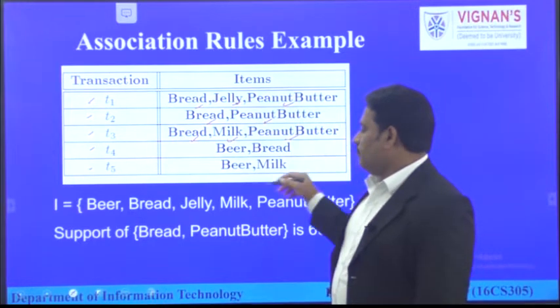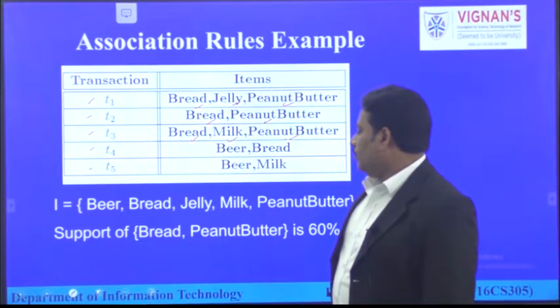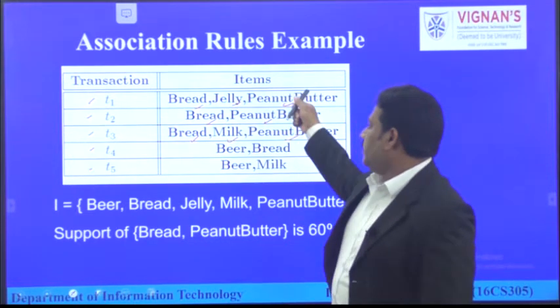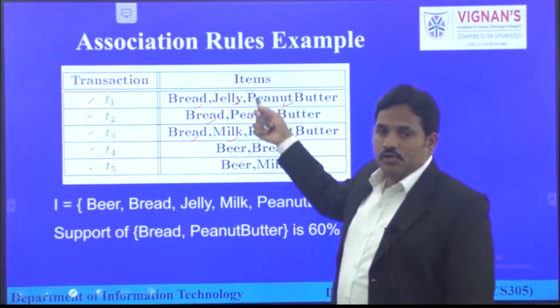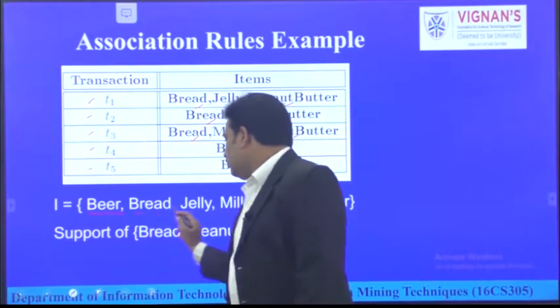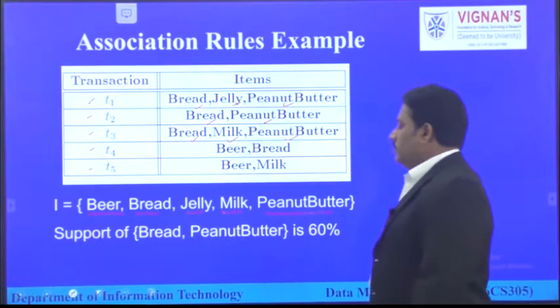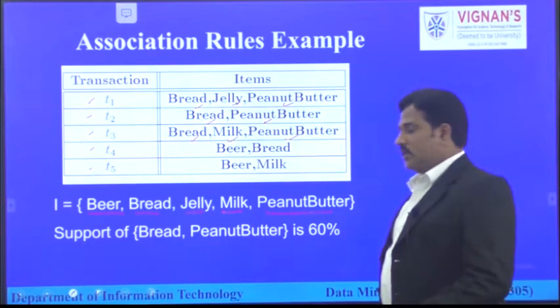When we are having these 5 transactions, item set I means the total number of items, without repetition. That means the unique number of items is 5. They are beer, bread, jelly, milk and peanut butter. So there are a total of 5 items.